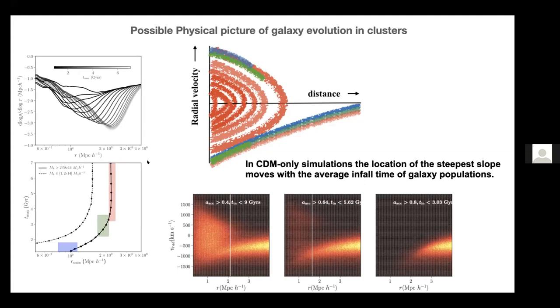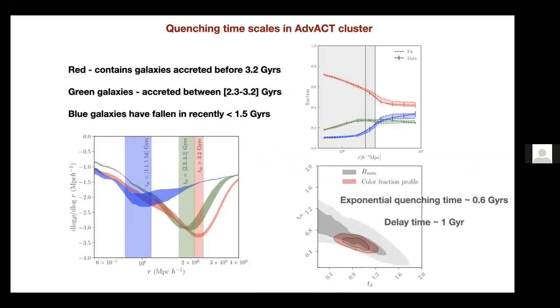And therefore, using that insight, we try to estimate when the observed galaxies fell into the clusters. Essentially, we find that the red galaxy population contains galaxies that have been accreted more than 3.2 gigayears ago, whereas the green ones are likely to have been accreted between 2.3 and 3.2 gigayears ago. And the blue population is a more recently accreted population that has not yet reached apocenter and has not been inside the halo for more than 1.5 gigayears.